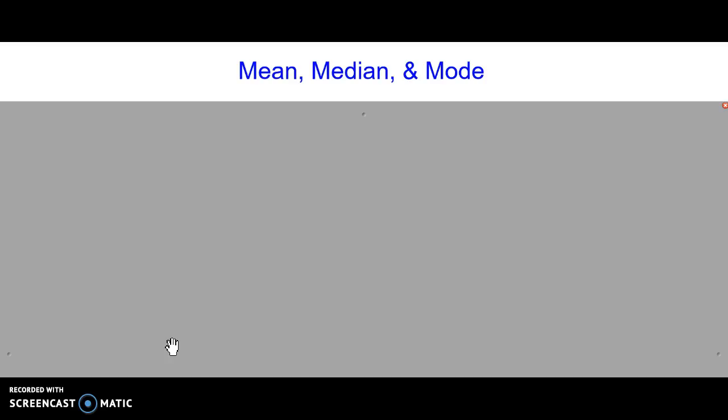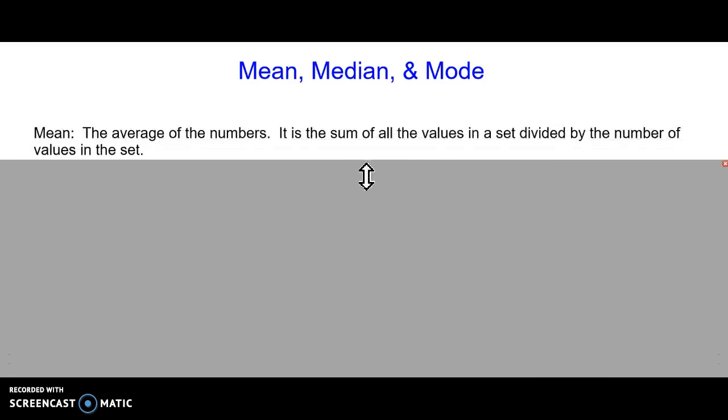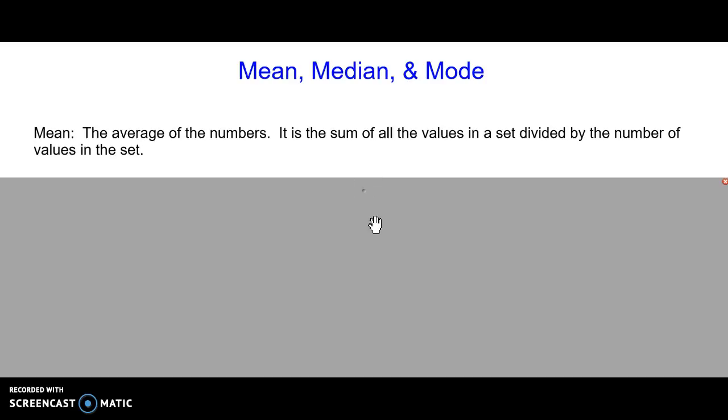First, we're going to look at the mean. The mean is the most common measure of central tendency. It is otherwise also known as the average. To calculate the mean, you take all of the numbers in your set of data and you add them together. Then you take that sum and you divide it by the number of values you have in your set. In other words, however many numbers you have in your set, that's what you divide by to calculate your mean. So let's take a look at a set of data.